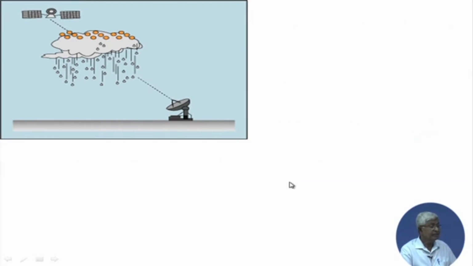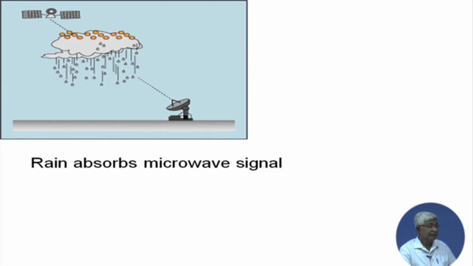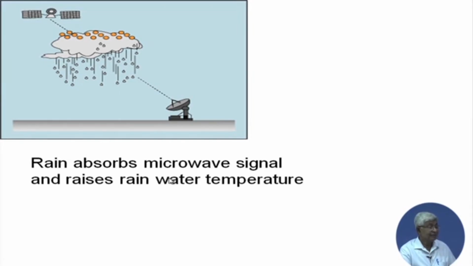But then some more things are happening. Let us look at it carefully. Rain absorbs the microwave signal and it raises the rain water temperature. So some energy it has absorbed, so the rainwater temperature has increased slightly.